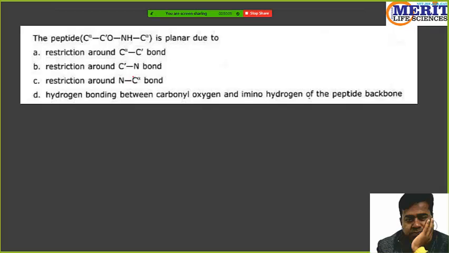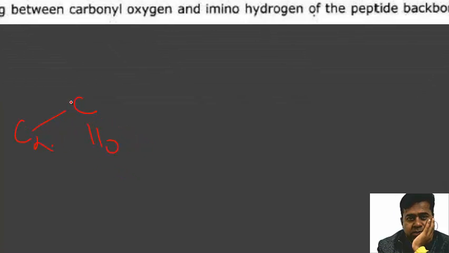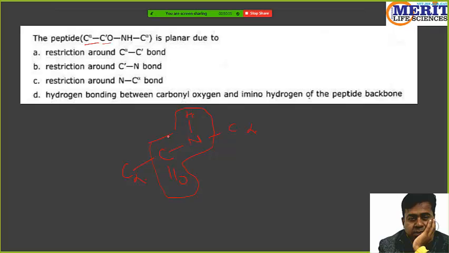C alpha, CO. So how can you write this? CO, this is C alpha, right? Then NH, okay, and then C alpha. So they are asking, peptide bond is planar due to. So planar due to this one. Why? Because this is a partial double bond, and that's why they cannot move.